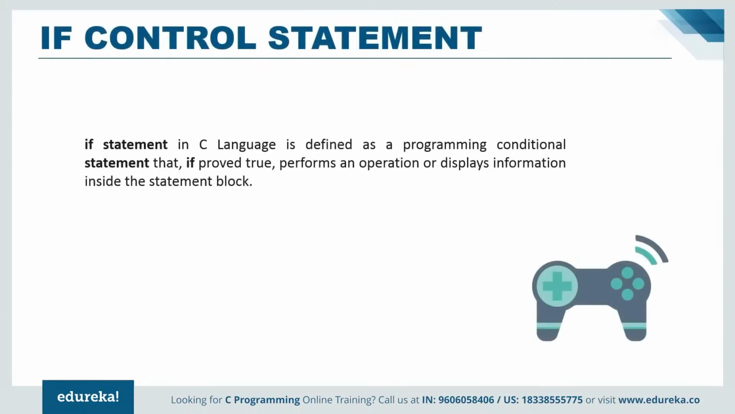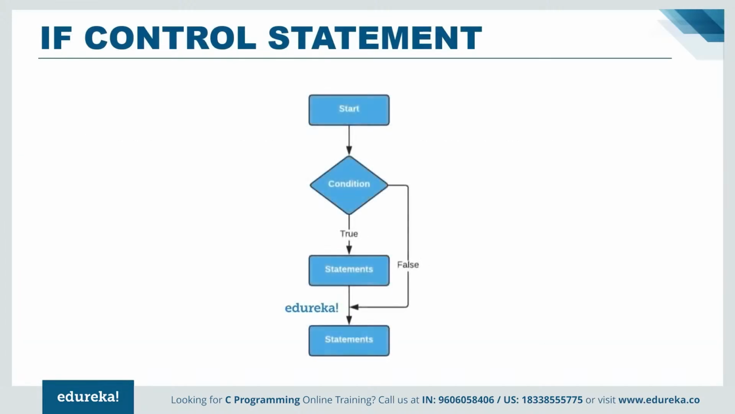The if statement in C is defined as a programming conditional statement that, if proved true, performs a particular operation and displays the information inside the statement block. For example, if you have a code segment that you want to execute, but you have a condition to execute it, then that code segment will be executed only if the condition you specified is true. Else, that code segment will be skipped, or the control will not enter that block of statements. To understand this, we shall go through a flowchart.